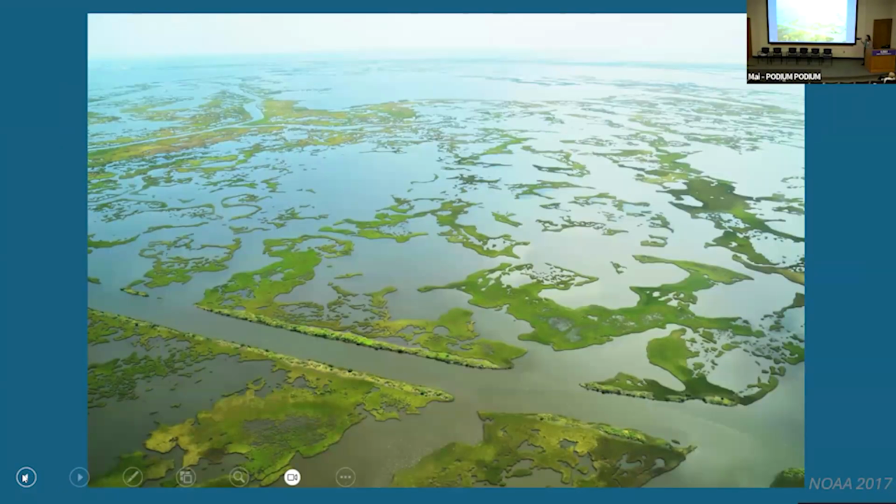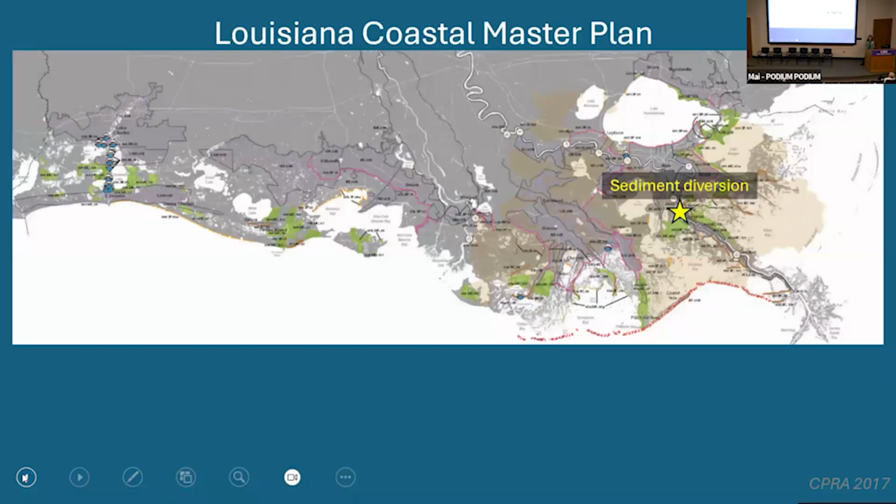So this is an aerial image of what this looks like in some locations where we have fragmented marsh landscape that is subsiding and converting to open water, and a nice canal that's cut through the forefront of the picture. So this area is ripe for restoration. And there is a plan.